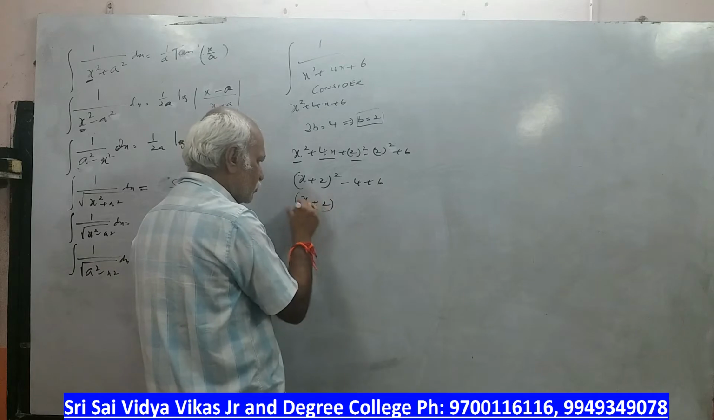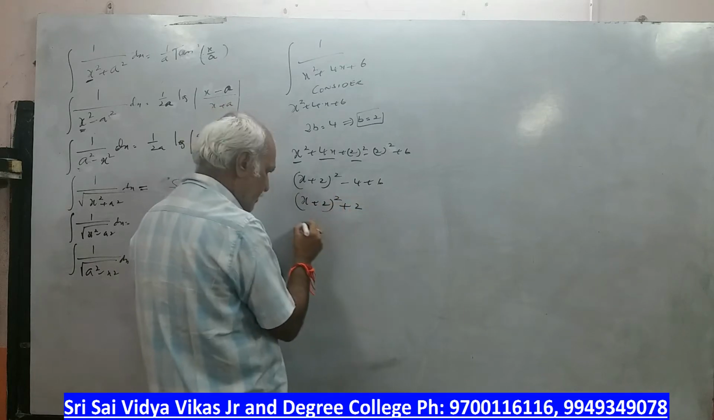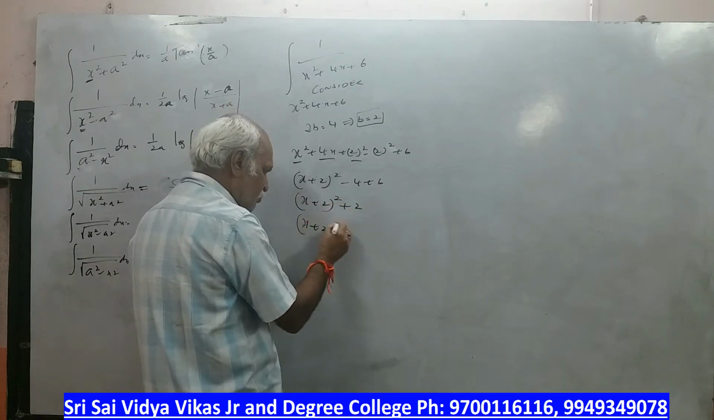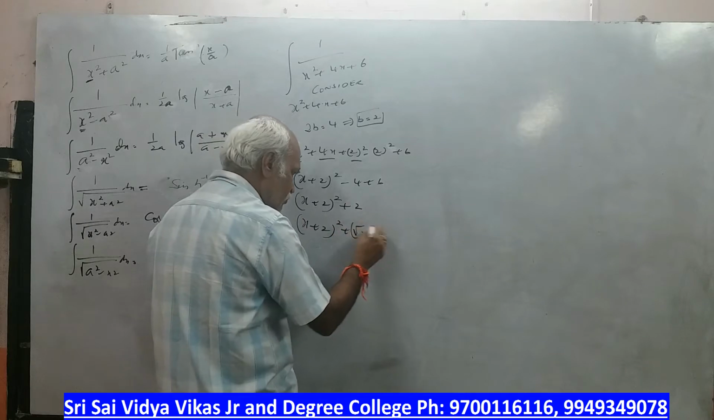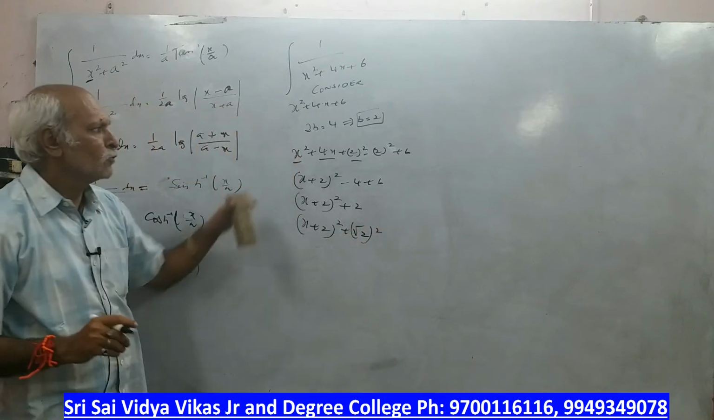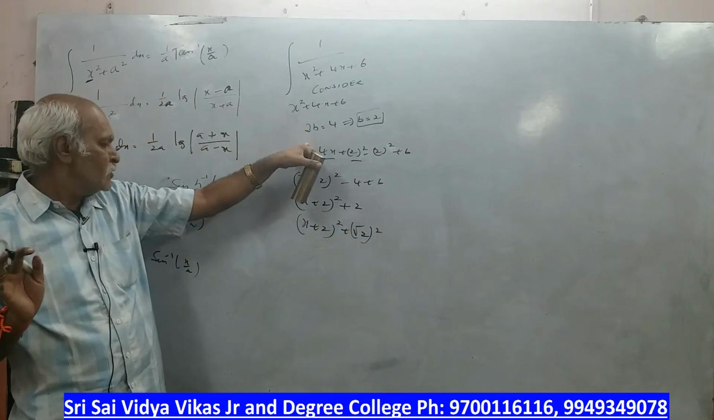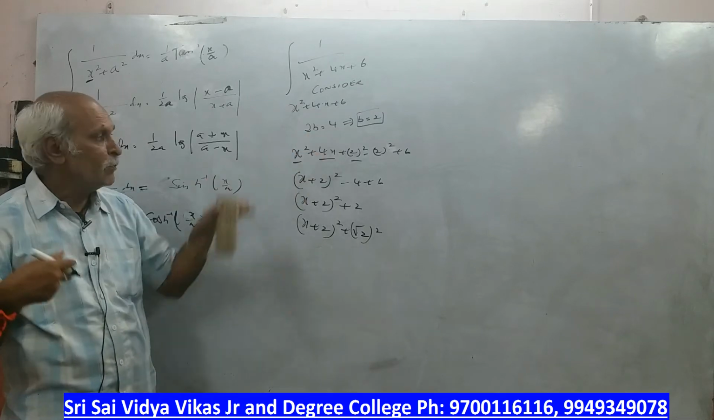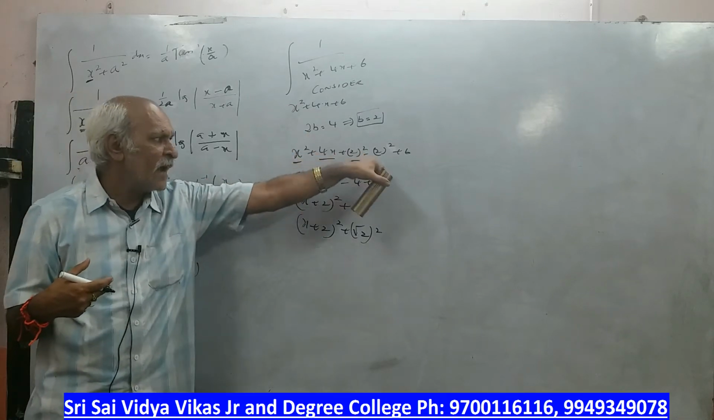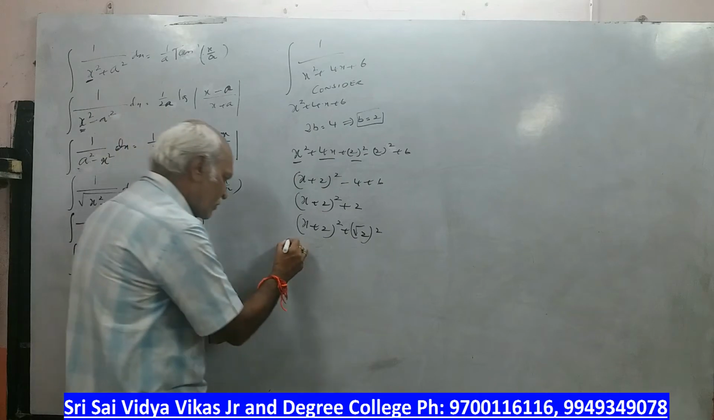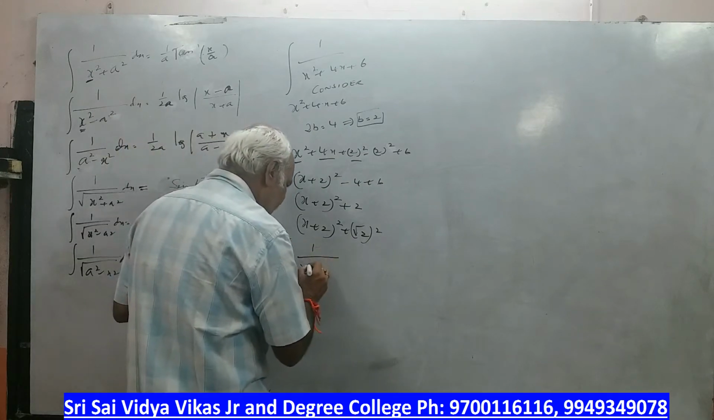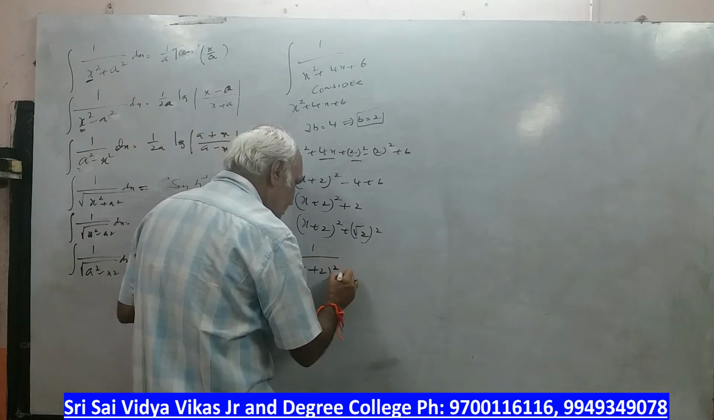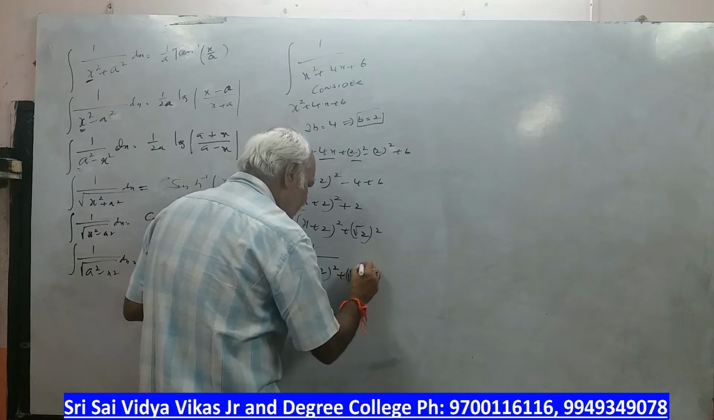So (x + 2)² + 2 can be written as (x + 2)² + (√2)². Every time, we have to consider the x coefficient as 2b, then the b value will come; square that, add and subtract. The problem now becomes the integral of 1 by (x + 2)² + (√2)² dx.